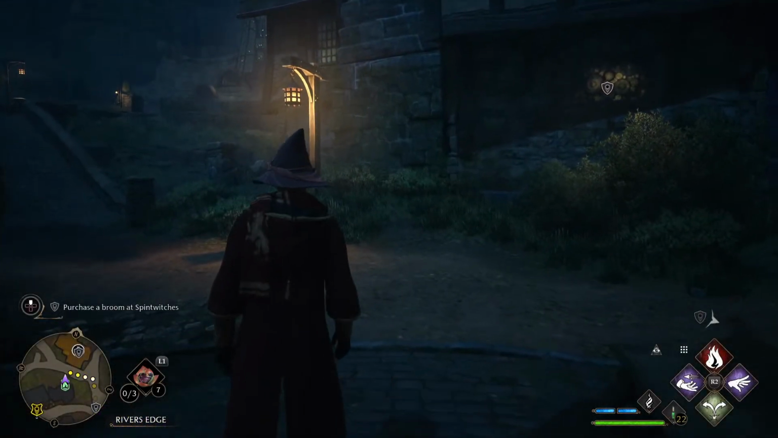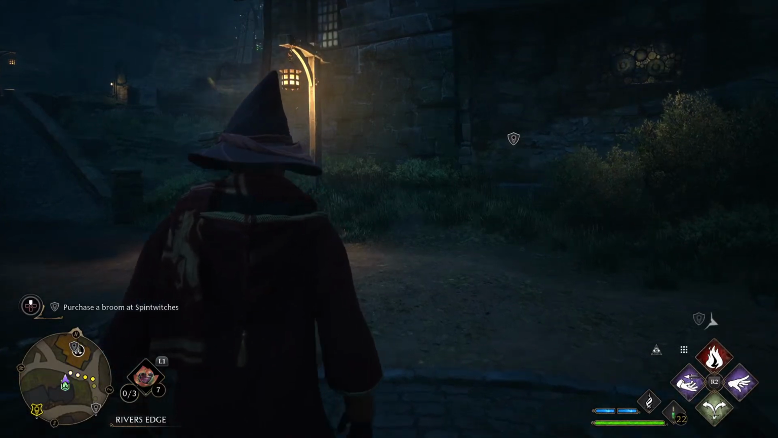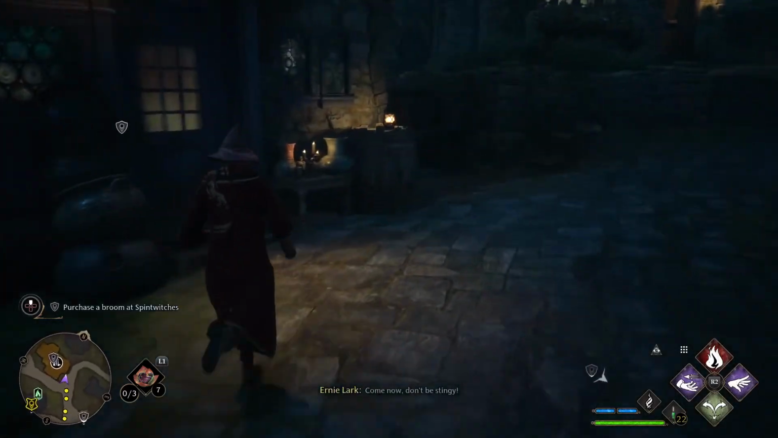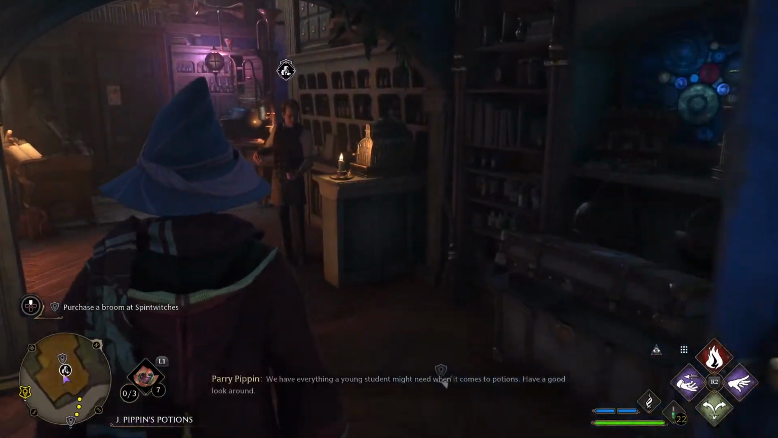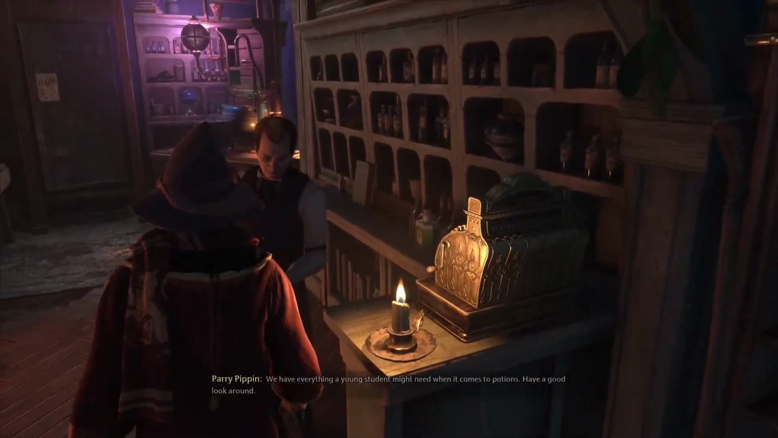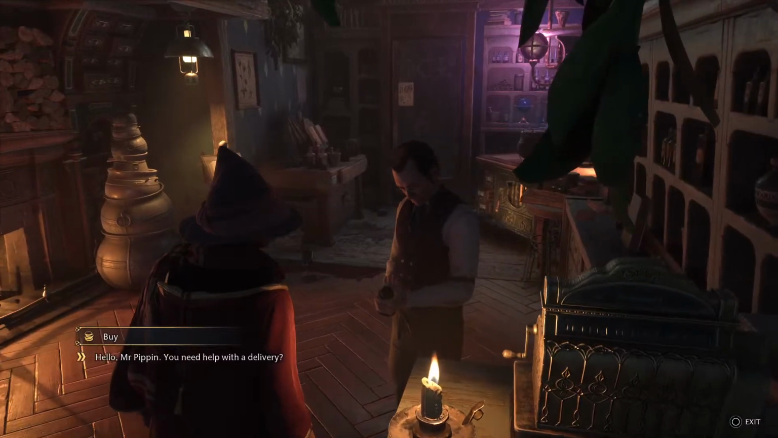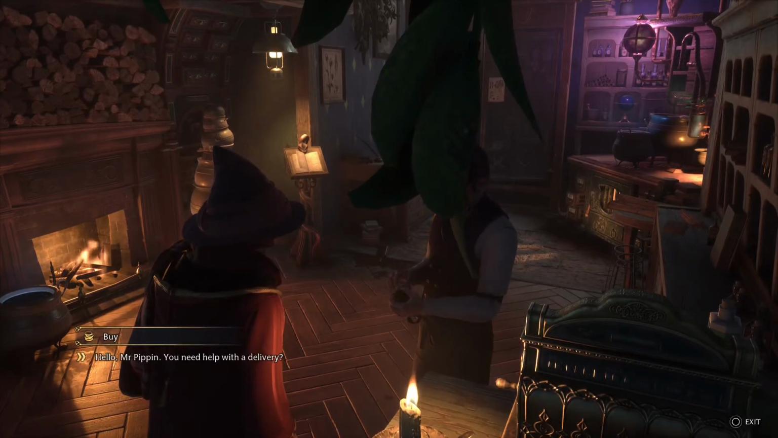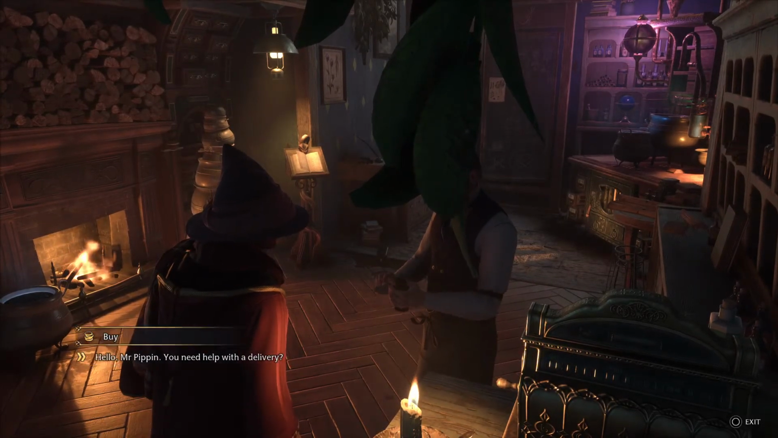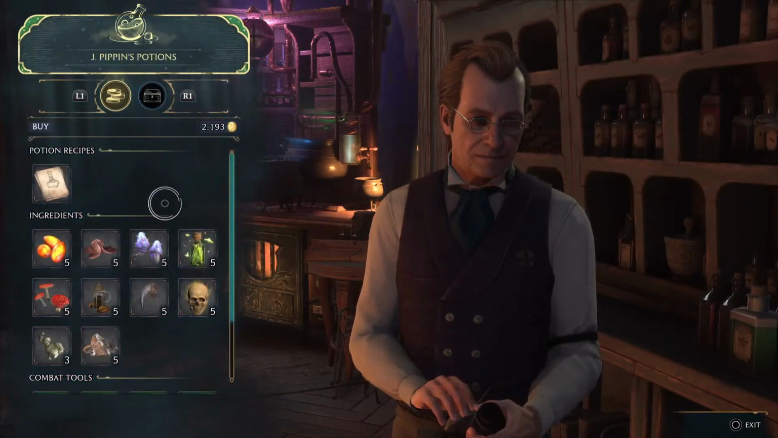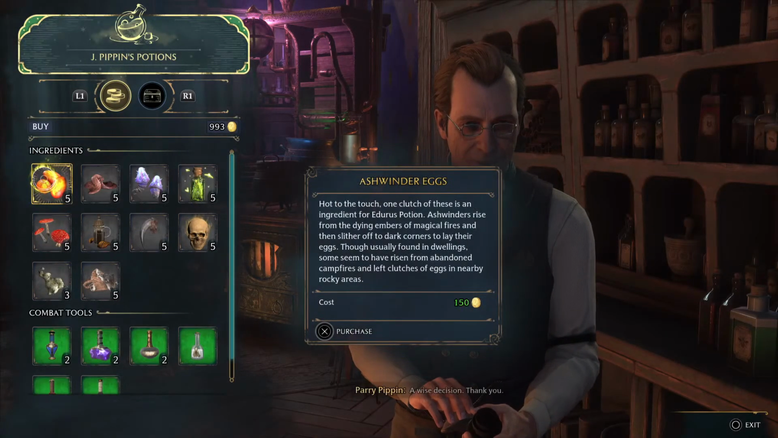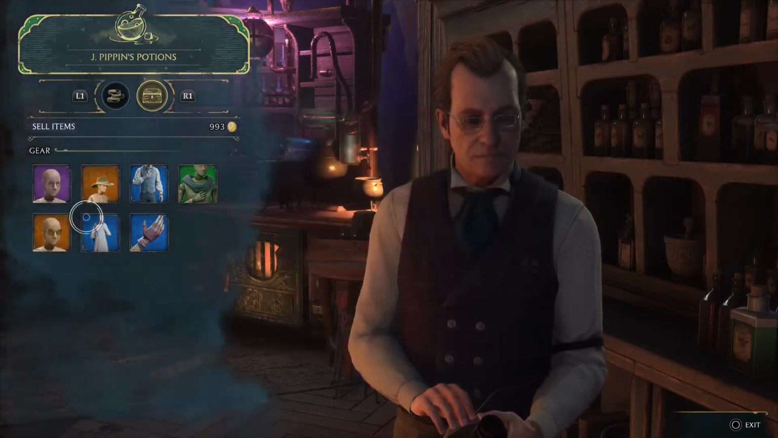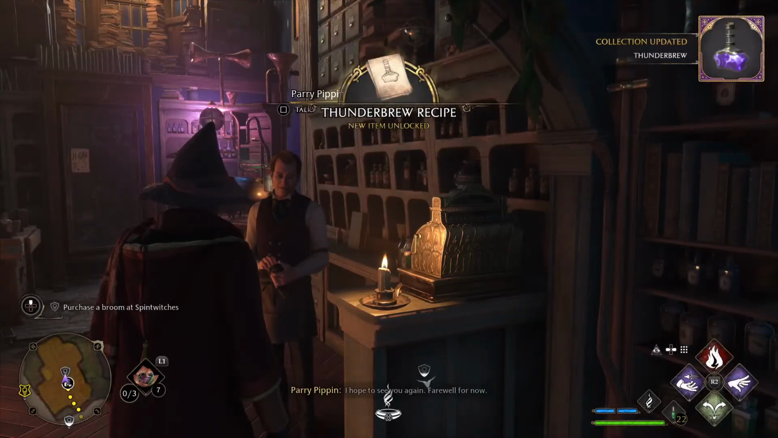Hogsmeade, here I come. We have everything a young student might need when it comes to potions. Have a good look around. What can I do for you today? A wise decision. Thank you. I hope to see you again. Farewell.